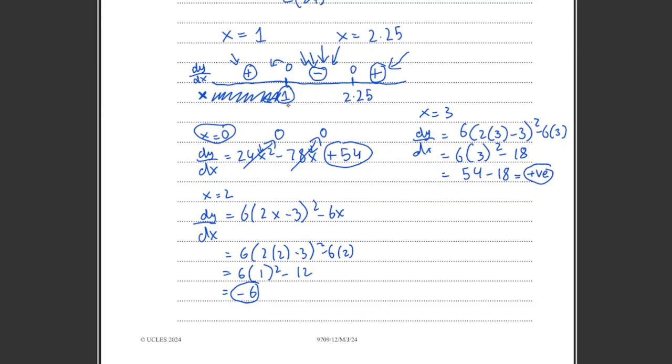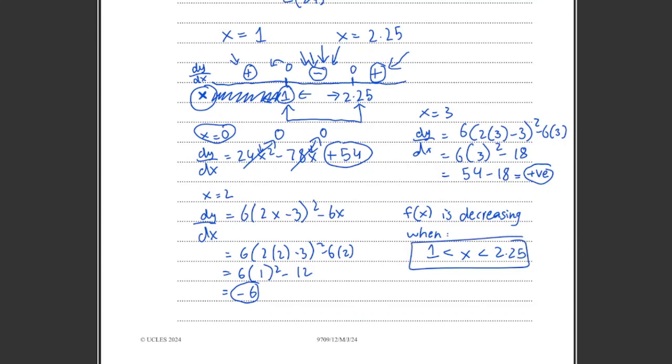That means the only section where the function is decreasing is when we have our x values between 1 and 2.25. That's the only place where the gradient is negative, and therefore that's the only place where the function is decreasing. So we're just going to say that the function is decreasing when x is greater than 1 but smaller than 2.25. So this right here is our answer.